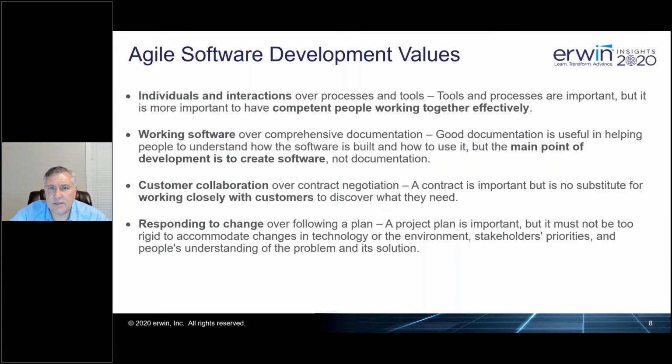It also focuses on working software over comprehensive documentation. Now, this has always been one of the burning points of a waterfall development team, that Agile doesn't deliver documentation. Good documentation is useful in helping people to understand how the software was built and how to use it. But the main point about development is creating software, not documentation. Doesn't mean that Agile doesn't cover documentation, but you cover documentation in an Agile method as well.